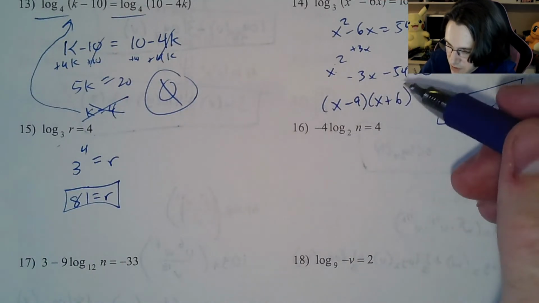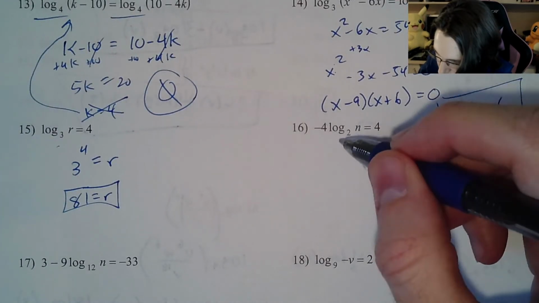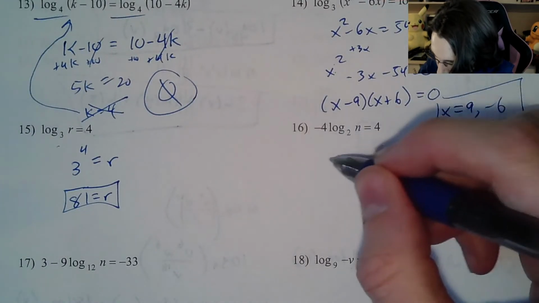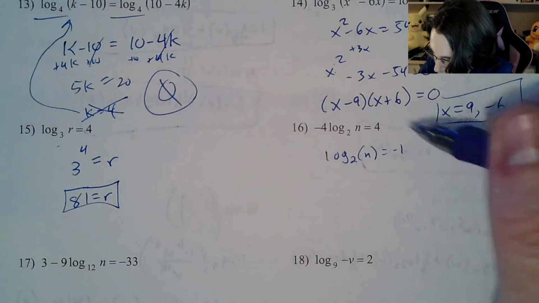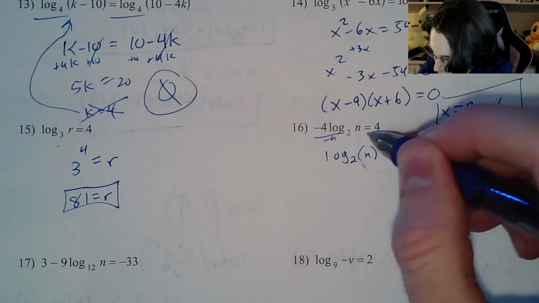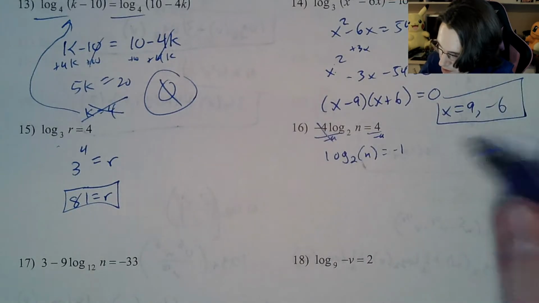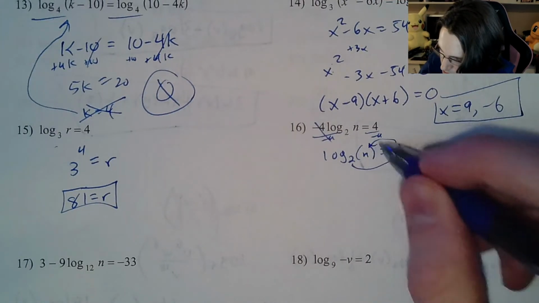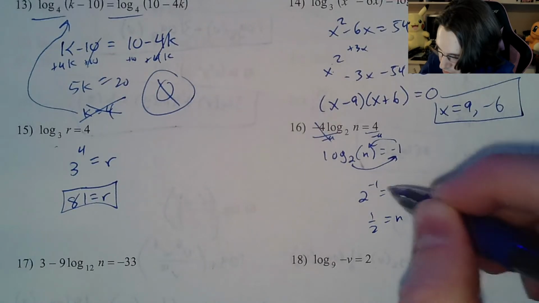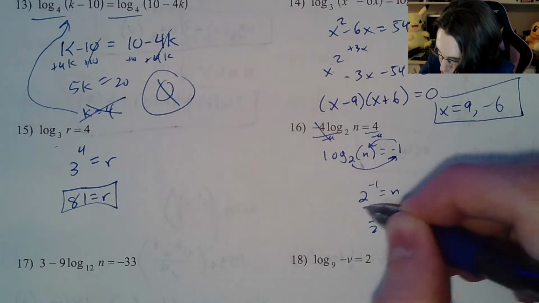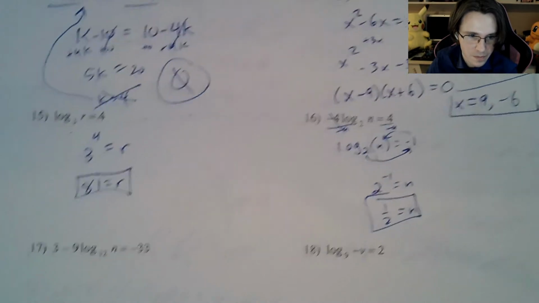Continuing on, we have this -4 here. Before we start, we have to divide both sides by -4 before we begin. You could also move the -4 to the exponent, but that's kind of more difficult. So you have log base 2 of n is equal to -1 because I'm dividing both sides by -4. And now we have this base to this power equals this. So 2 to the -1 equals n, which is 1/2. That negative exponent does mean a fraction. Do rewrite it that way.